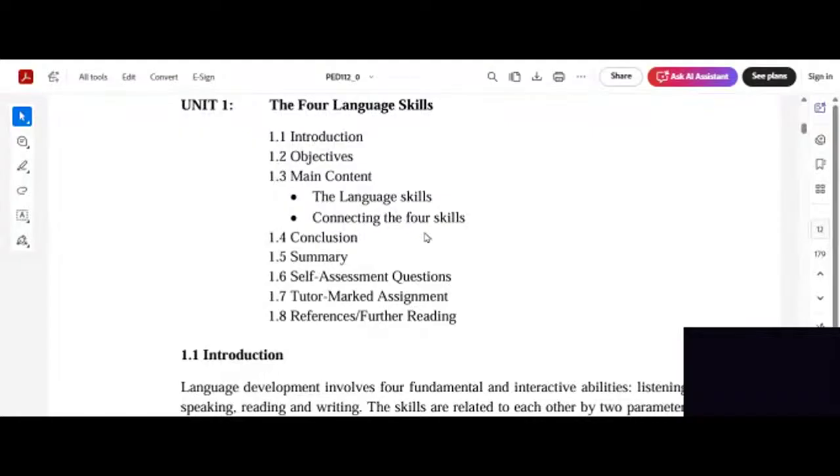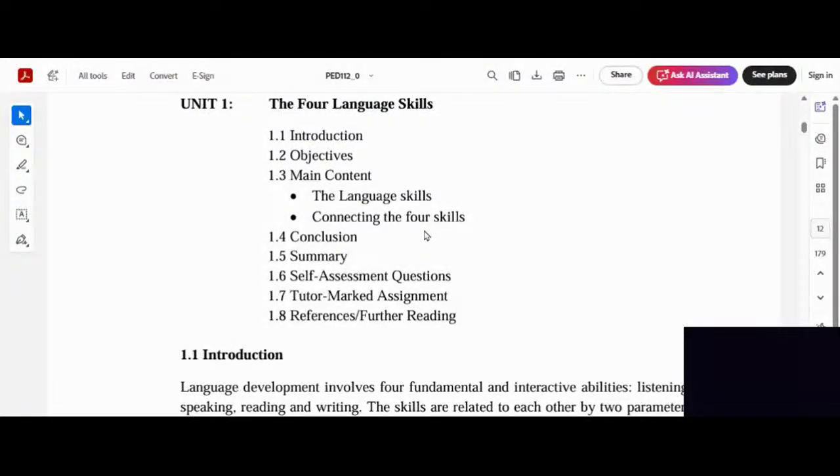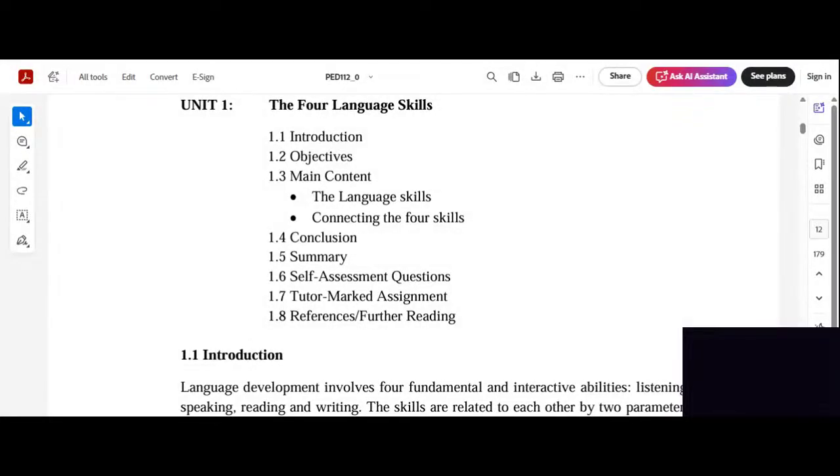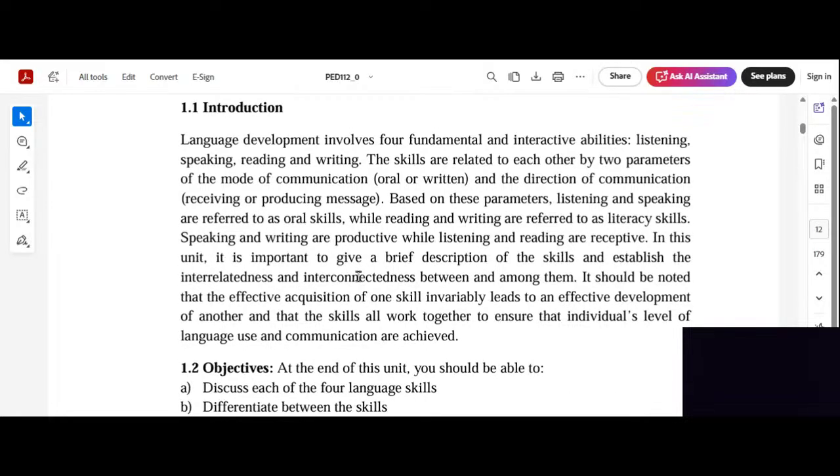How are they related? If I know how to read in a language, why shouldn't I know to speak in the language? Or how is my knowing how to read the language connected to my speaking the language or writing in the language? So you are going to learn the connection between the four of them, how they are interrelated in producing in a person efficiency in the language or fluency in the language. So as a form of introduction to this unit, let's read a bit now. Language development involves four fundamental interactive abilities.